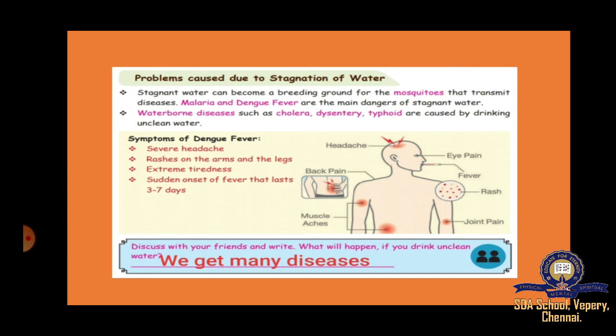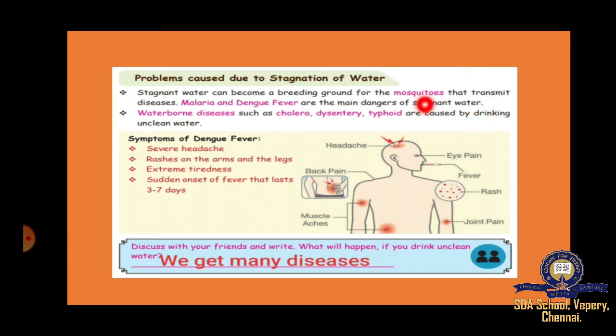Next, problems caused due to stagnation of water. Stagnation means the water is still, it will not go anywhere, it stays like that only. Like drainages, if they are overfilled, the drainage water will be there for many days. So what are the problems caused by stagnation of water? We'll see. Stagnant water can become a breeding ground for mosquitoes. All the mosquitoes will be there only.